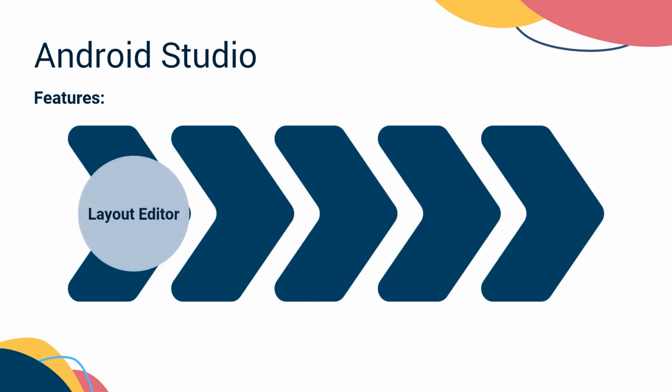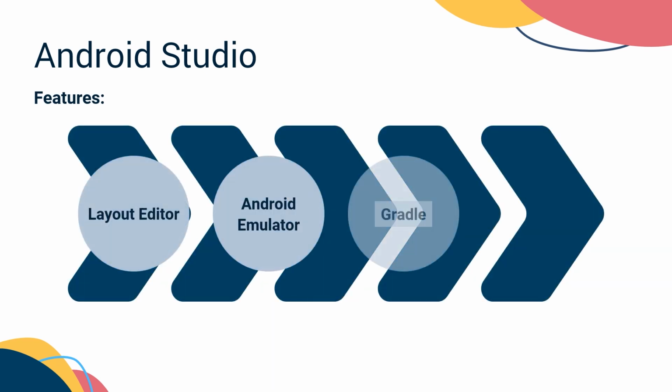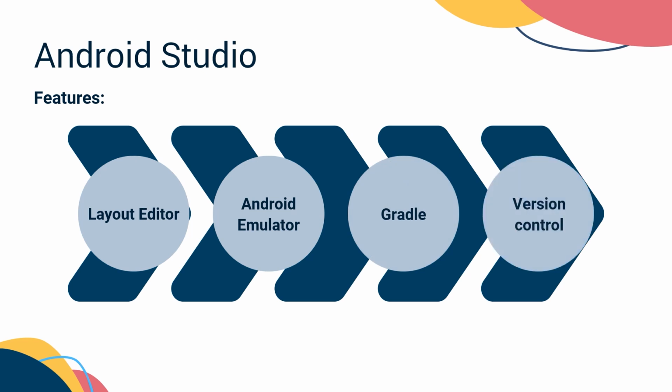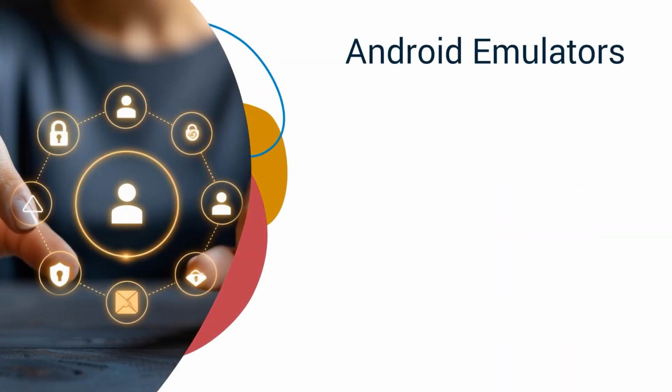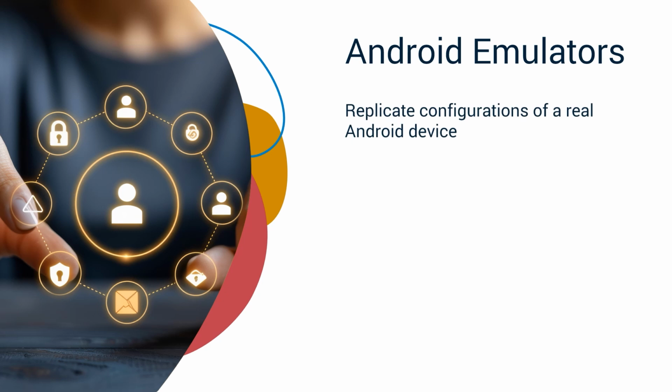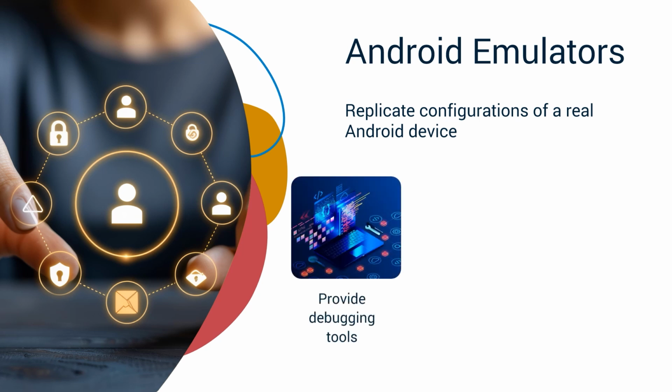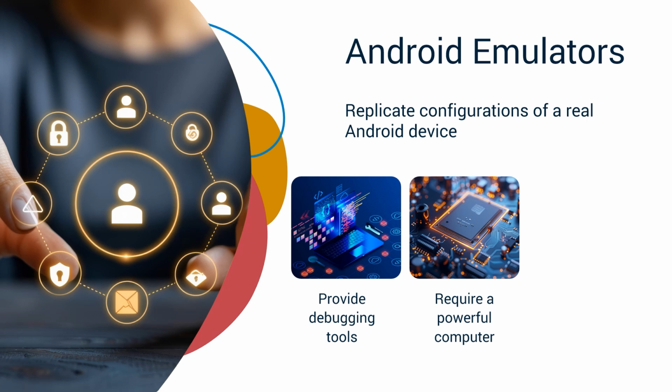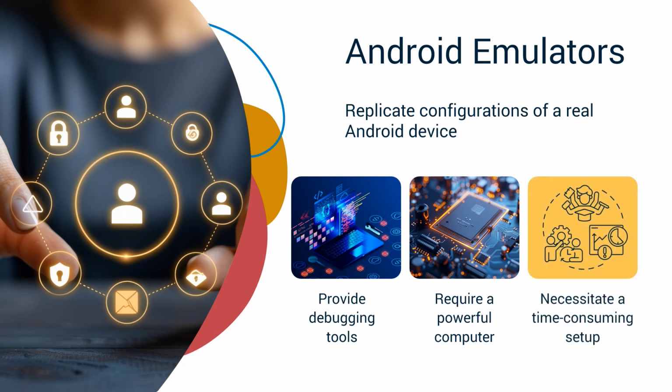For seamless app development, you can use Android Studio's features, such as the Layout Editor, Android Emulator, Gradle, and version control systems. Android Studio Emulator can be used to replicate the configurations of a real Android device. With Android Studio Emulator, you can seamlessly integrate with IDE, use hardware acceleration, and provide comprehensive debugging tools. However, the process requires a powerful computer and a time-consuming setup.